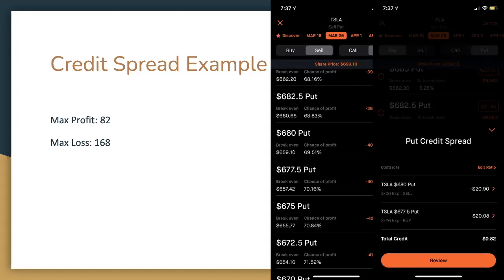But yeah, Tesla, as you can see over here, Tesla at this time, this was a month ago, was at 700, and this is $20 out of the money. If you're selling this 680 put, you have a 70% chance for this to expire out of the money in 2 weeks from whenever I took this screenshot. So the probability is there.